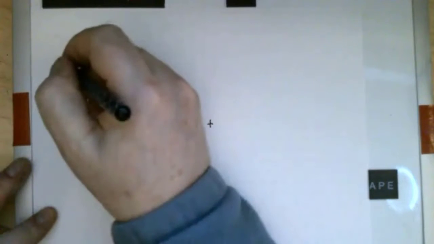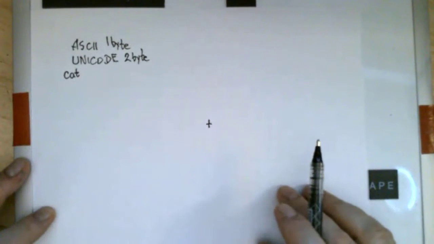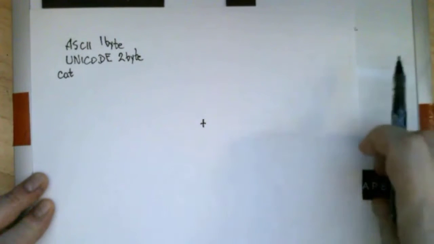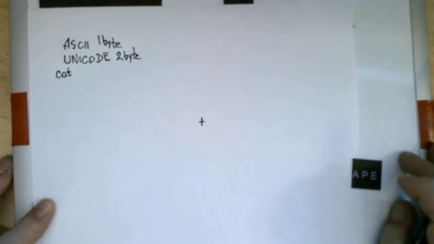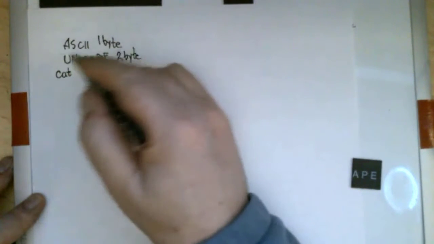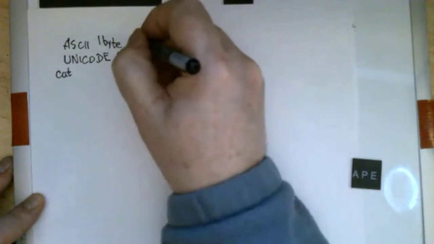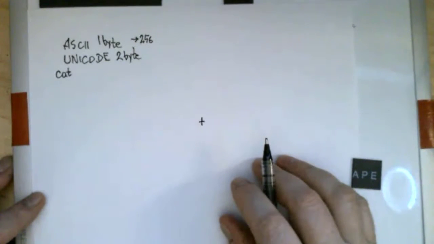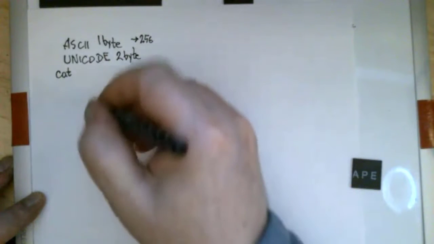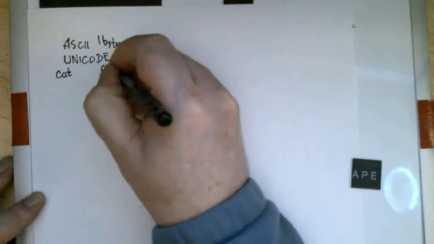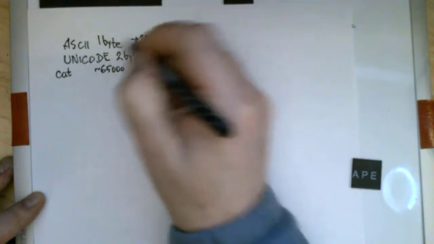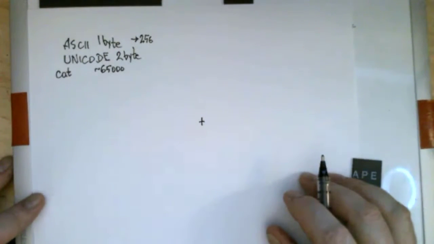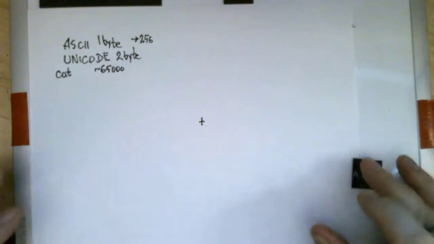That means the word cat in ASCII code will have just 3 bytes, while in Unicode it will have 6 bytes. But the limitation of ASCII code is a maximum of 256 characters that the encoding can show. The limitation of Unicode is about 65,000 characters. That means Unicode really gives more freedom and more capacity for text in different languages.